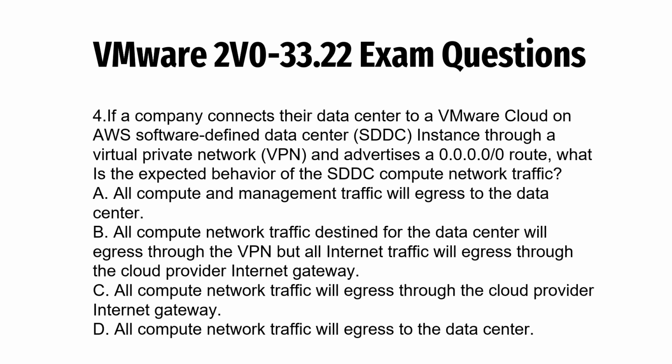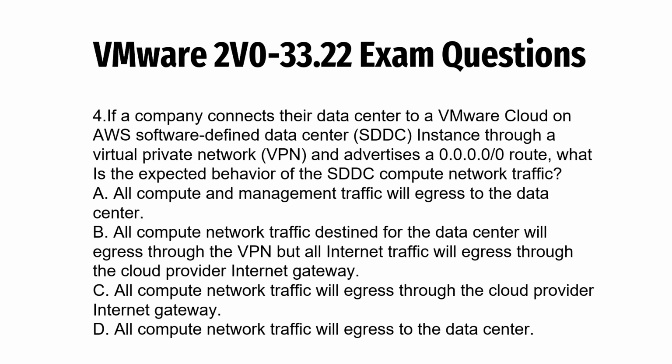4. If a company connects their data center to a VMware Cloud on AWS Software-Defined Data Center (SDDC) instance through a virtual private network (VPN) and advertises a 0.0.0.0/0 route, what is the expected behavior of the SDDC compute network traffic?